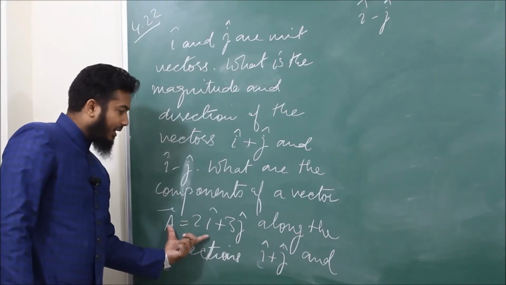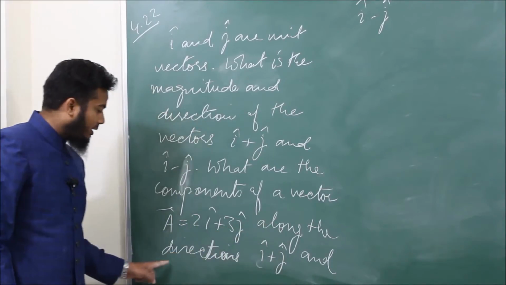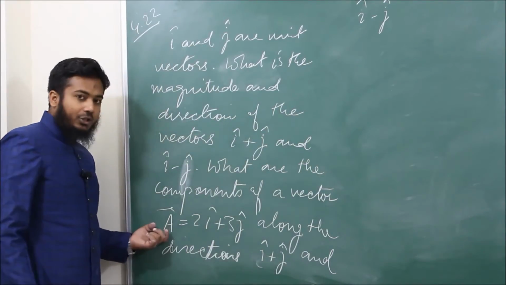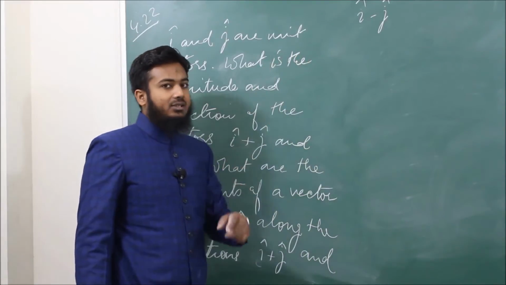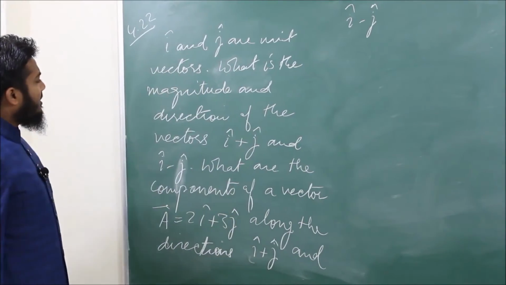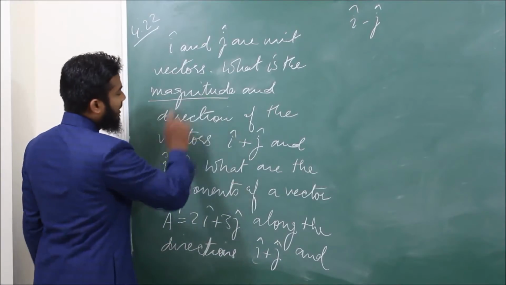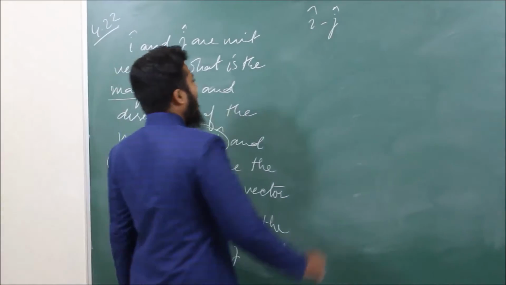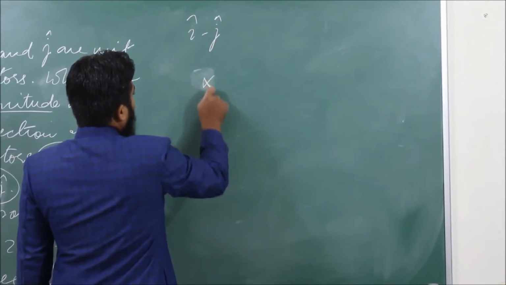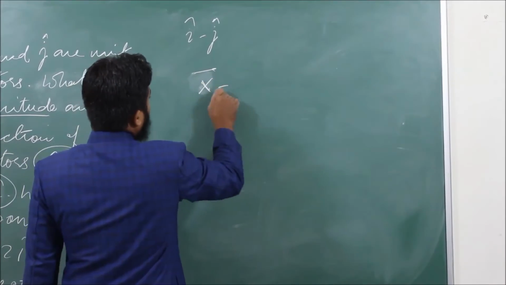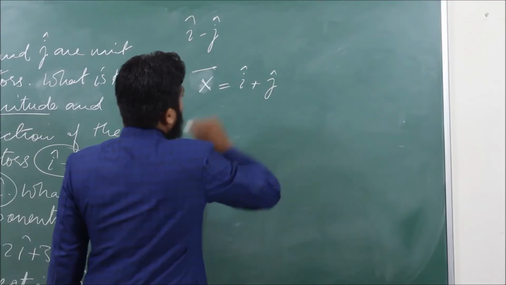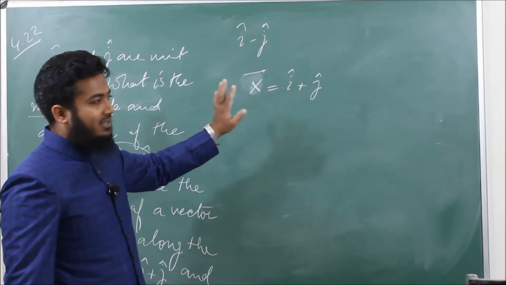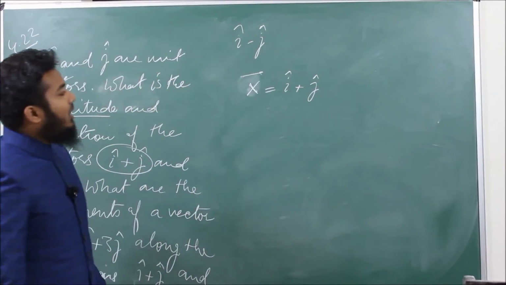So this vector is A, we have to find its component along the directions i plus j and i minus j. So you have to find the component of A along this vector and that vector i minus j. So let us first find the magnitude of these two vectors, i plus j and i minus j. Let's call i plus j some vector x. Remember, this is not a vector along the x-axis. I'm using x just as a notation. So i plus j. Now, how to find the magnitude?